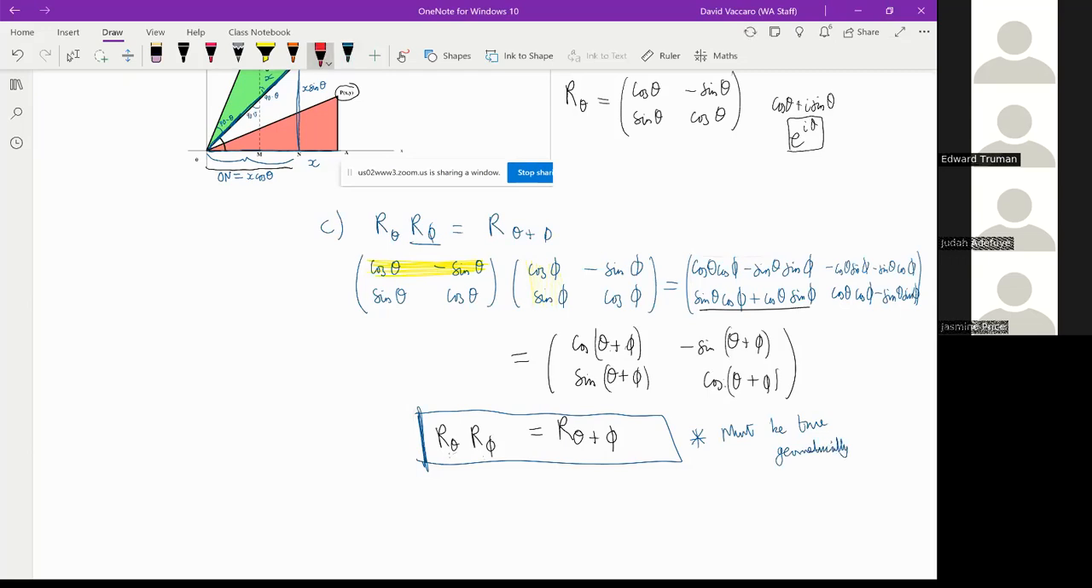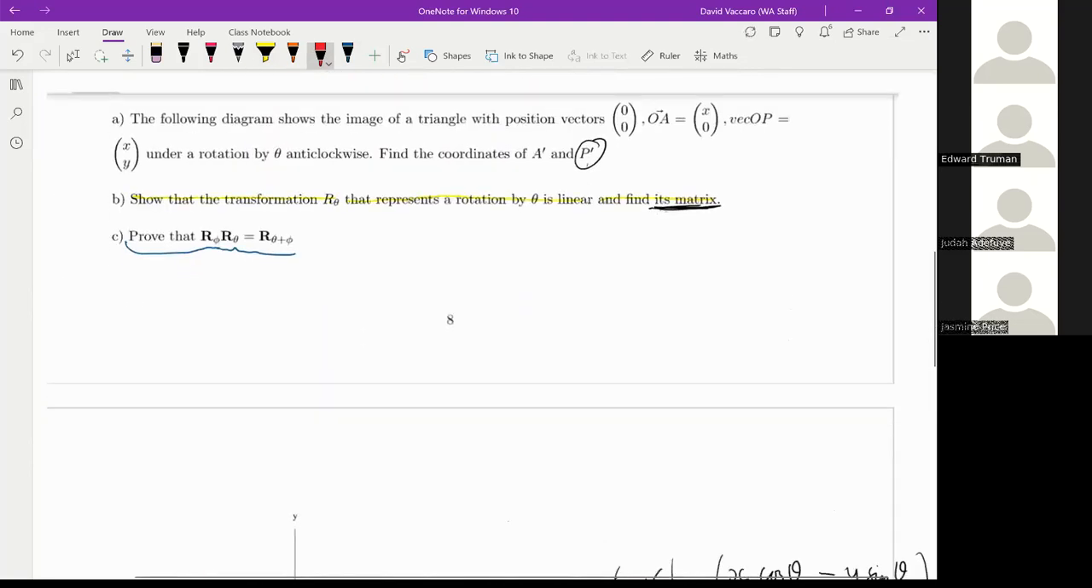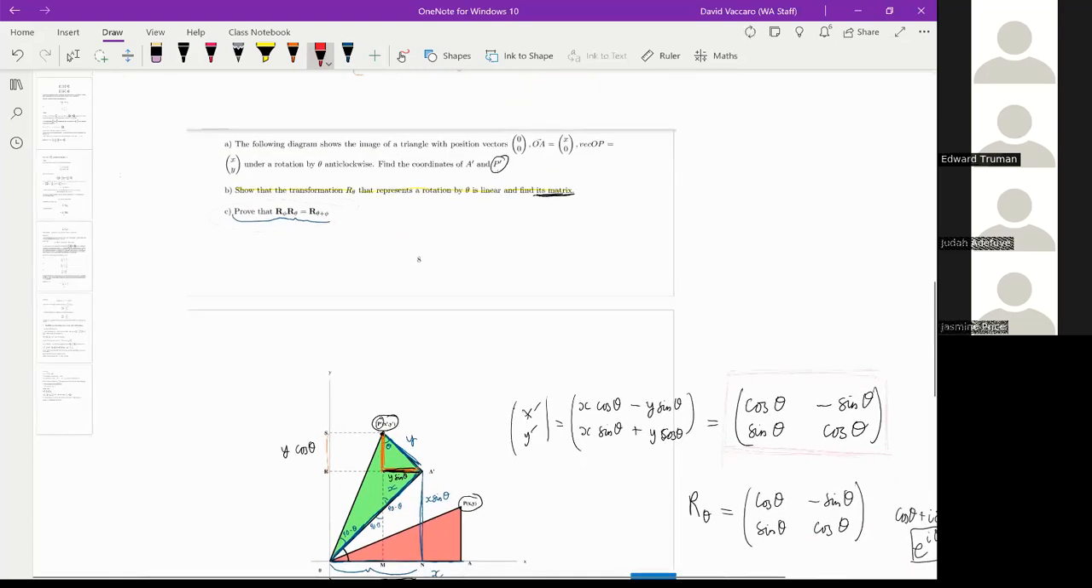And so this matrix, which is the R(theta plus phi) matrix, must be the same as this matrix. And the only way that can be true is if the compound angle formulas hold. So this example on the sheet, we can regard as a proof of the compound angle formulas.